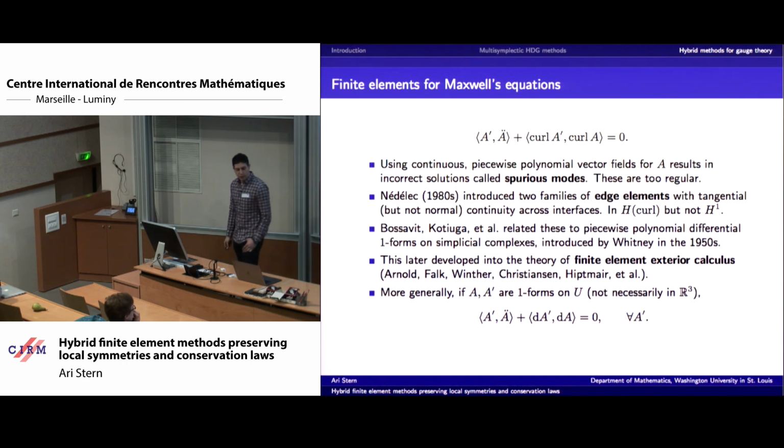Right, so in that language, if I think of A and A prime as differential one forms on some domain, which is now no longer necessarily in R3, instead of curl, I just write this as an exterior derivative. So I've got this problem.